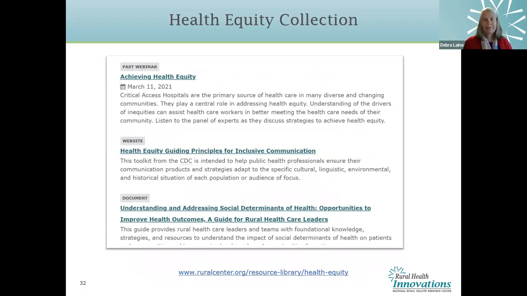There's a collection of resources focusing on health equity on our website. This collection is updated quarterly and reflects resources created to increase the understanding of health equity. It assesses needs in communities and develops strategies to improve access and health outcomes for all. So it's a good place to go to find multiple resources.